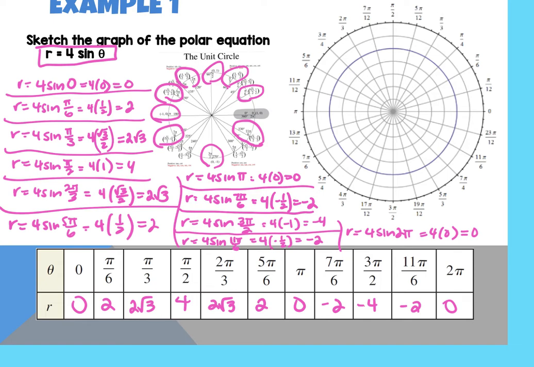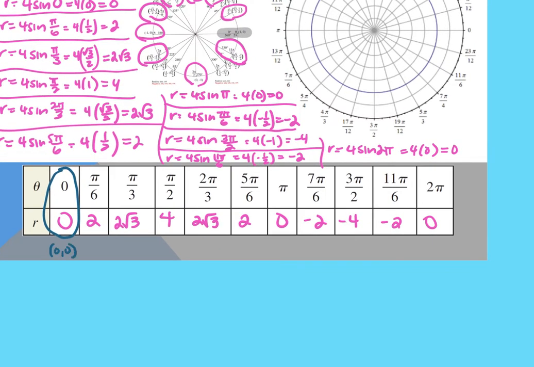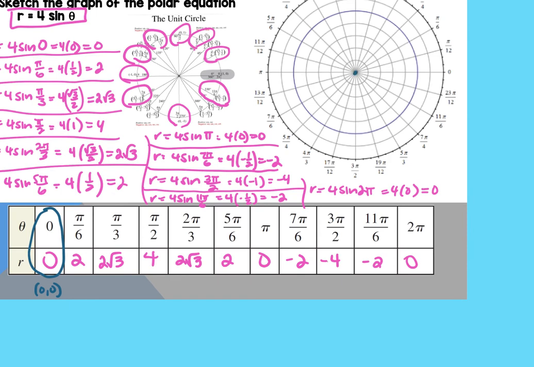All right, so now we're going to graph each of these. So this would be my r and my theta. So this would be 0, 0. So at 0 degrees, I'm going 0 radius, which means my point is at the pole.